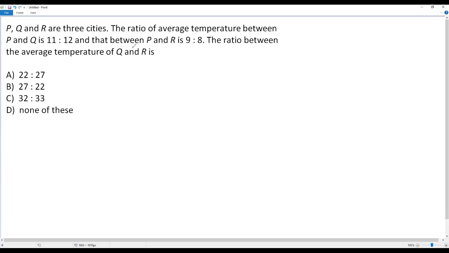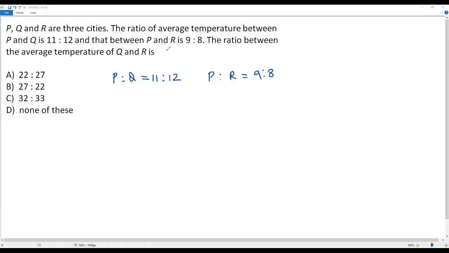So using the given information, we have to find the ratio of the average temperature between the two cities Q and R. Okay, now first let me write the given information. We have a ratio between the average temperatures of the two cities P and Q, that is 11 to 12. Let me write over here. So the ratio of P to Q is 11 to 12, and there is another ratio between P and R, that is 9 to 8. Let me write that one too. So P to R is equal to 9 to 8.